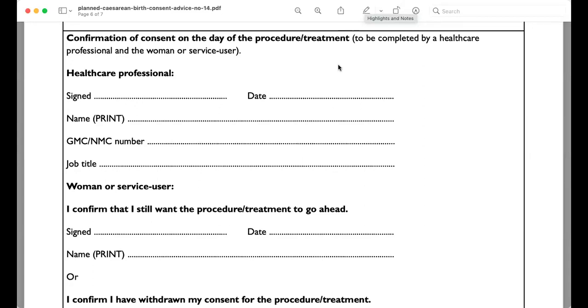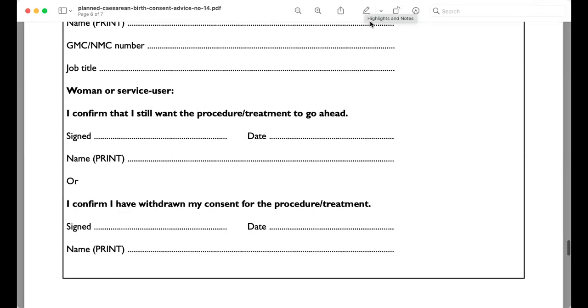On the day of the procedure, like the time when we discuss the preoperative round in the gynae list, you will just confirm the consent on the day of the procedure in the morning, right? Is it clear, my friends?